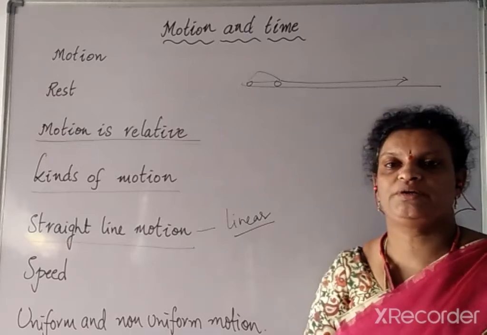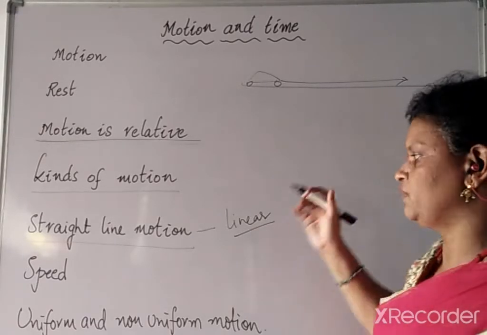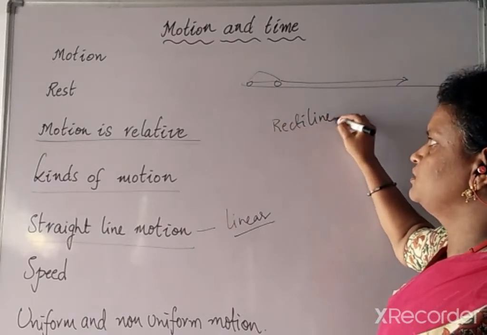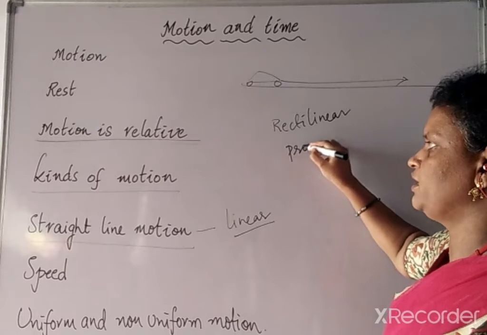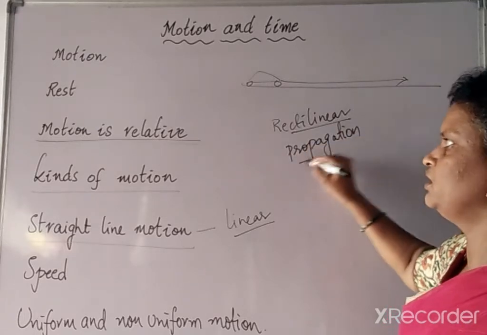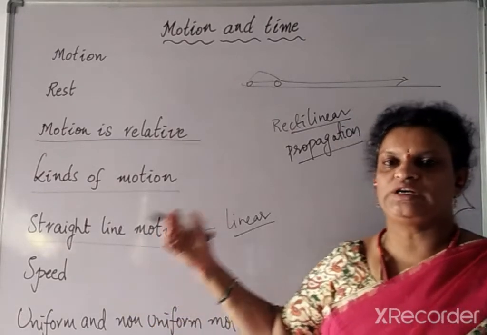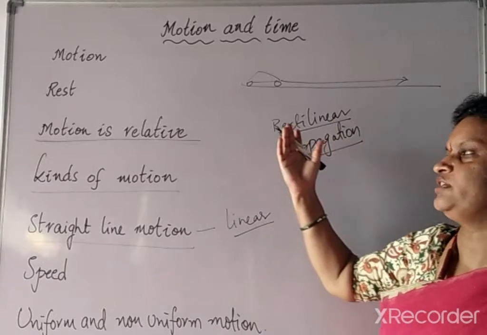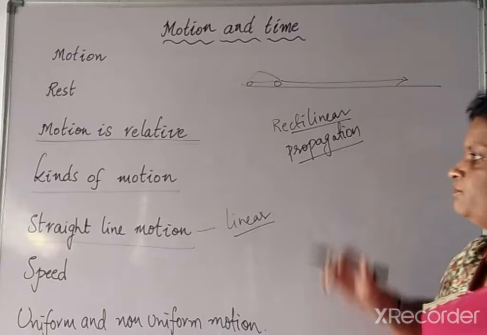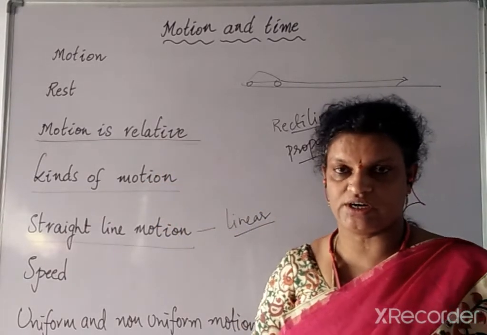This motion can be called a linear motion, or if you go to higher classes, you will get one word called rectilinear propagation. Some different words you will get in higher classes, so don't get any doubt there. What is this new word? Rectilinear propagation. Straight line motion is also called linear motion, and that is also called rectilinear propagation.